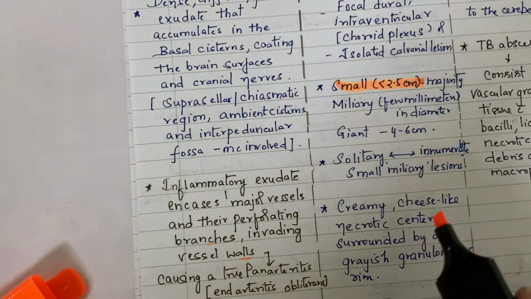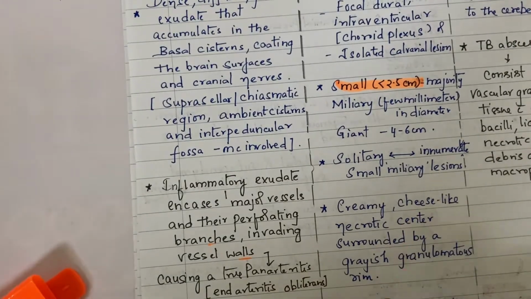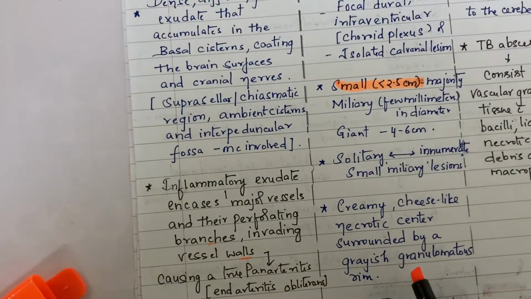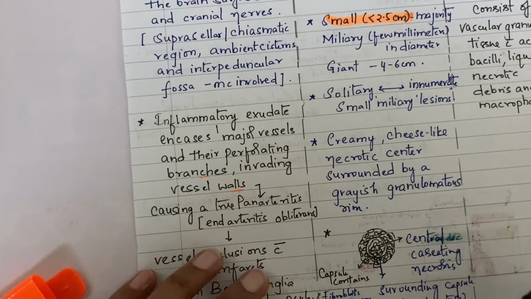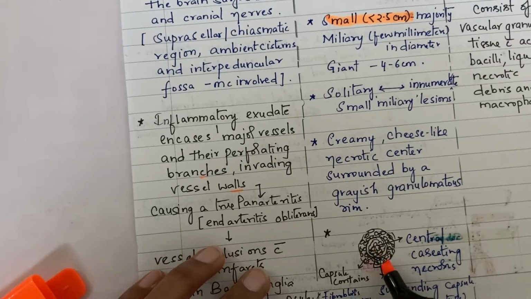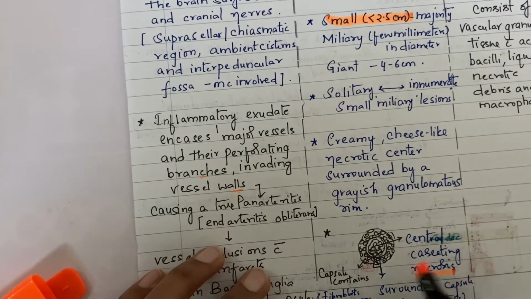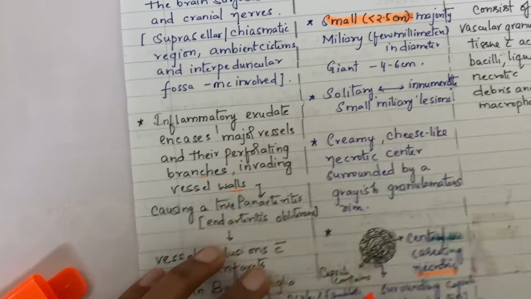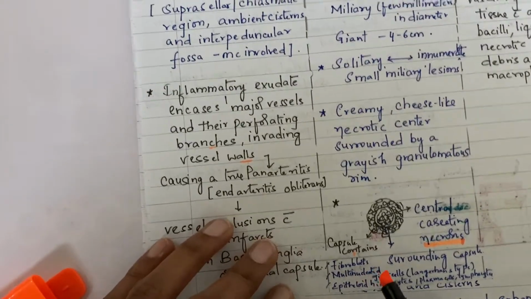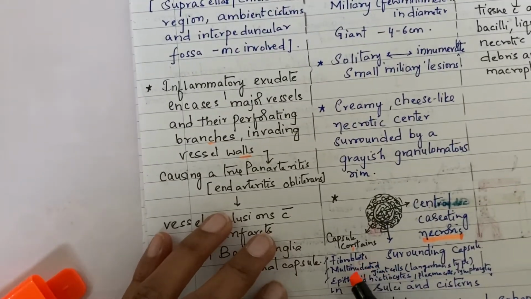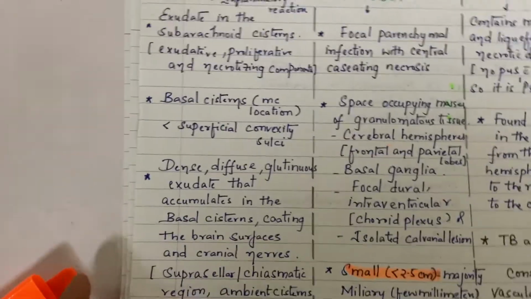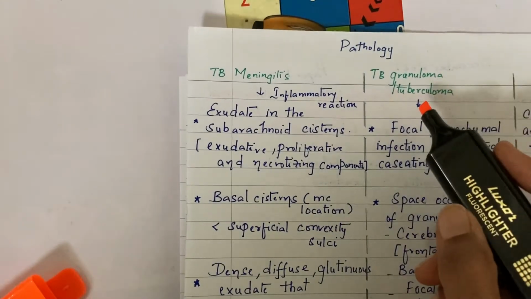So, a creamy, cheese-like necrotic center surrounded by a grayish granulomatous rim. Coming to this, we have a central caseating necrosis surrounded by a capsule which contains fibroblasts, multinucleated giant cells, epithelioid histiocytes, plasma cells and lymphocytes. So this is about the TB granuloma.